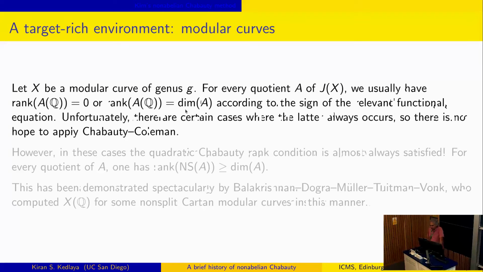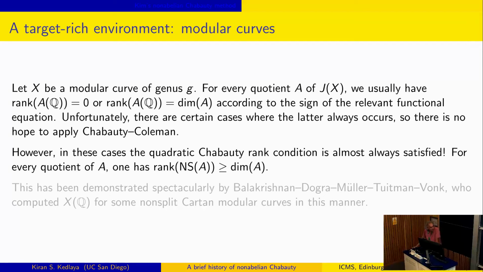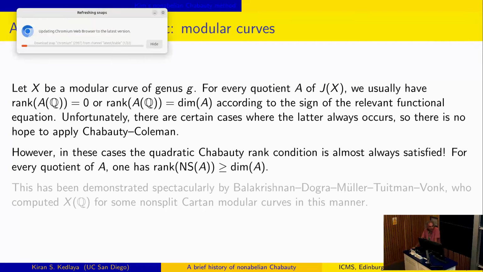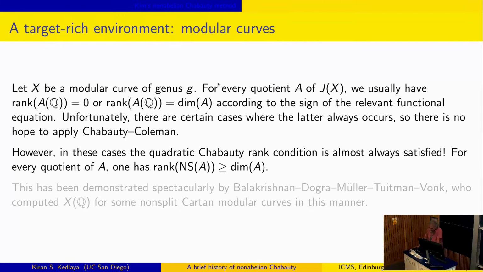So there are systematic classes of modular curves where you can't use Chabauty-Coleman, and so this has been a big problem in the theory. But the quadratic Chabauty condition is almost always satisfied in these cases, because the rank of Néron-Severi is large because of the Hecke operators.